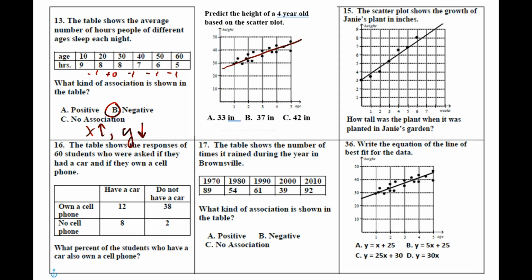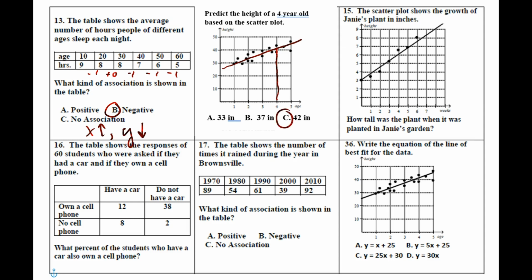So it says predict the height of a 4-year-old based on the scatter plot. So a 4-year-old is right here. I'll follow you all the way up. You are a little bit above 40 inches. So you have to be 42. Only answer that makes sense.